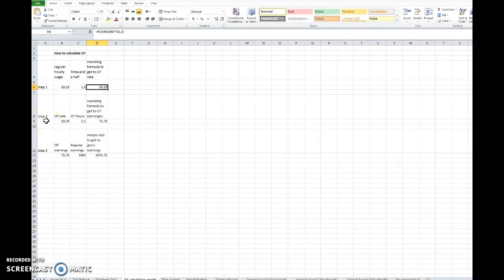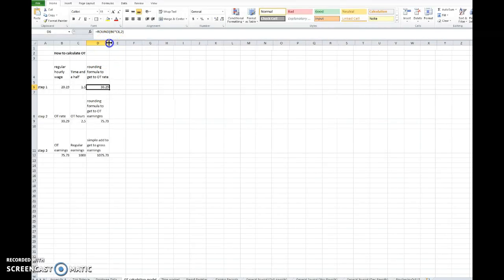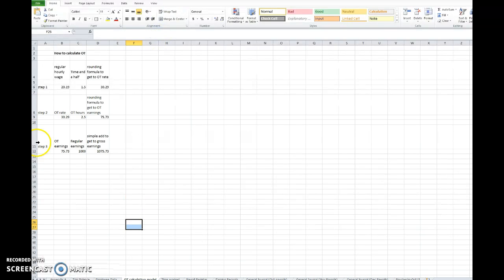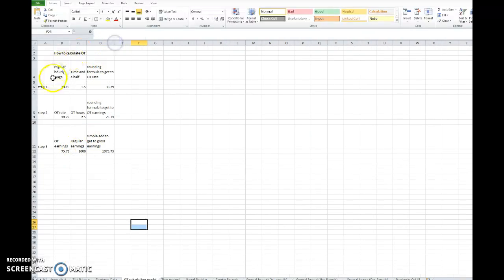Then step two is the overtime rate times the overtime hours, and then rounding the formula to get to overtime earnings. And then step three, you're going to take the overtime earnings plus the regular earnings to get your gross earnings in general. So just a quick 1, 2, 3 step guide in order to help you calculate the overtime rate.